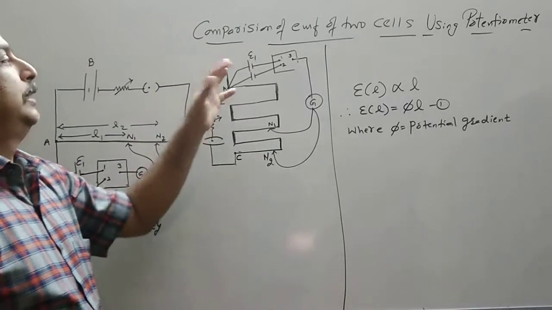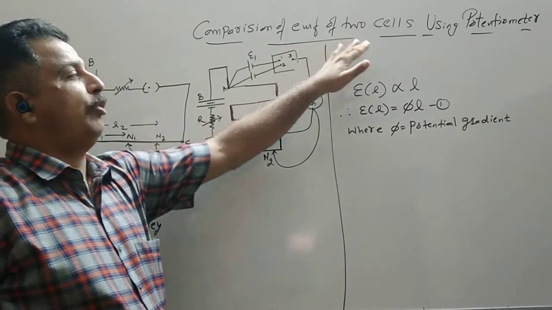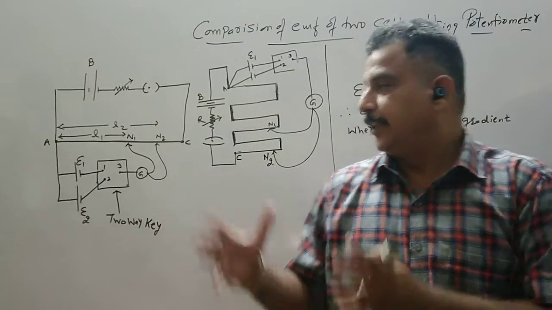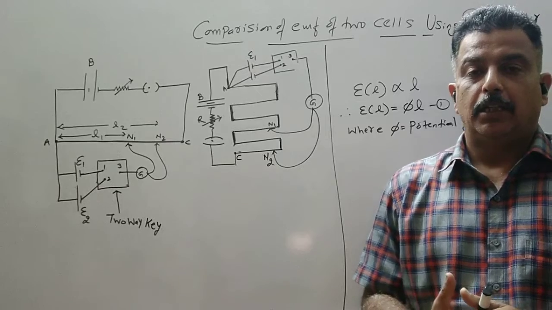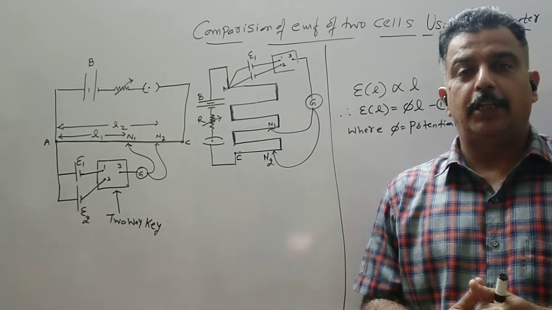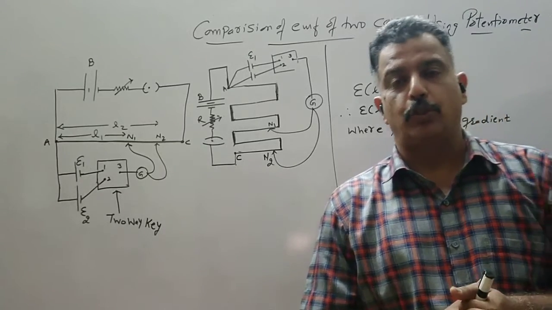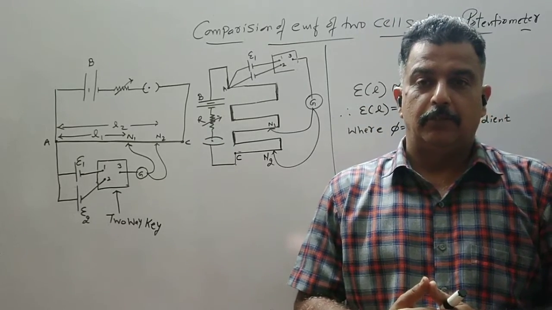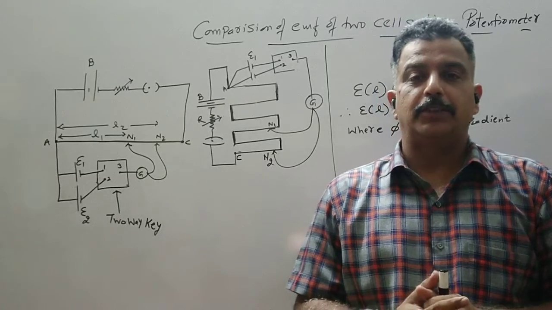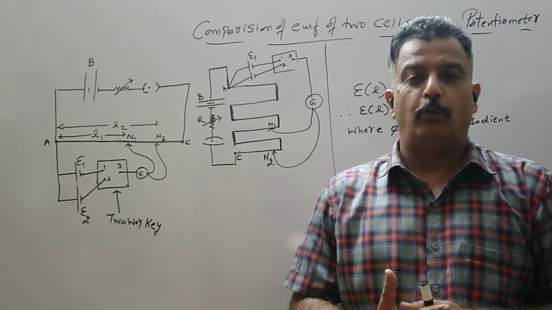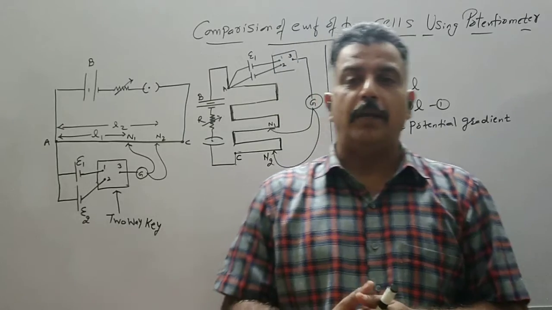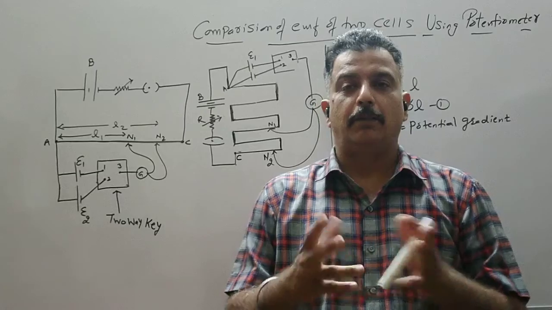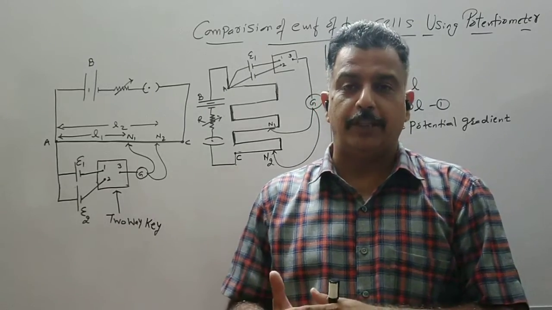The first use is the comparison of EMF of two cells using the potentiometer, or in this same part we can say we are going to measure the EMF of a cell using a potentiometer. In the last lecture, we tried to understand why the voltmeter cannot measure the EMF, because when the voltmeter is connected, a small amount of current does flow from it, and therefore we get a terminal potential difference instead of EMF.